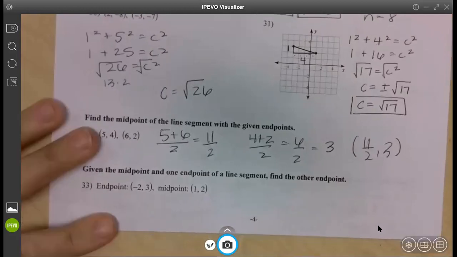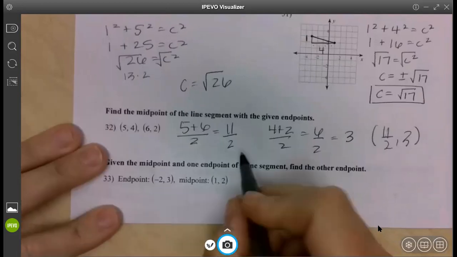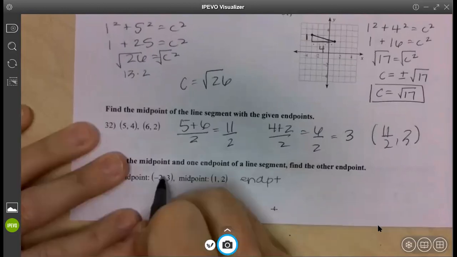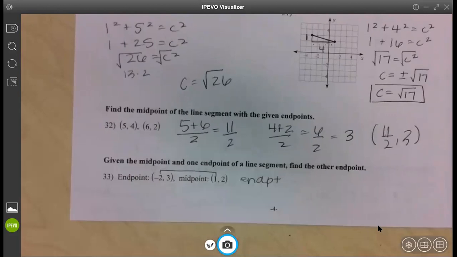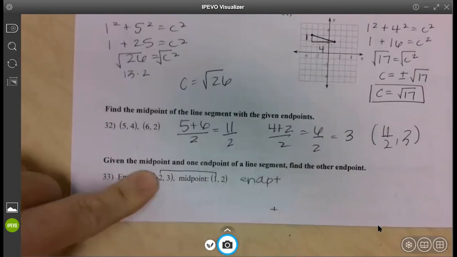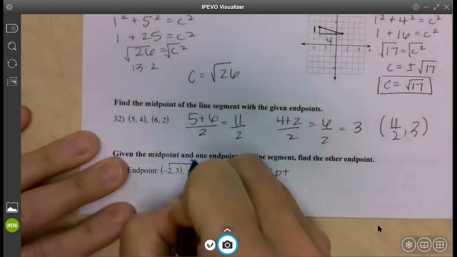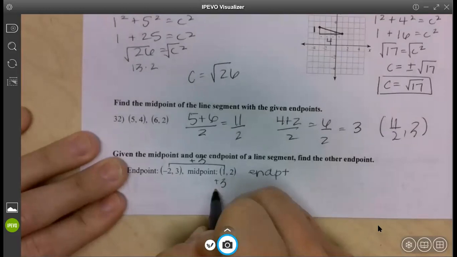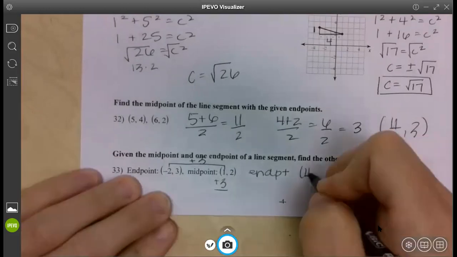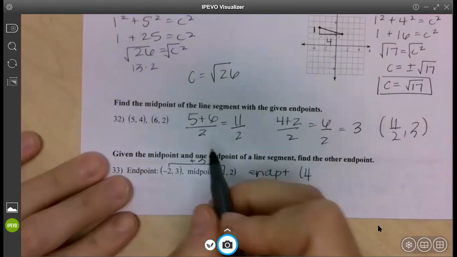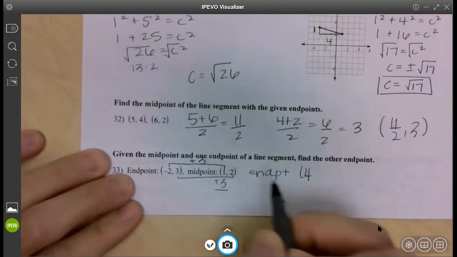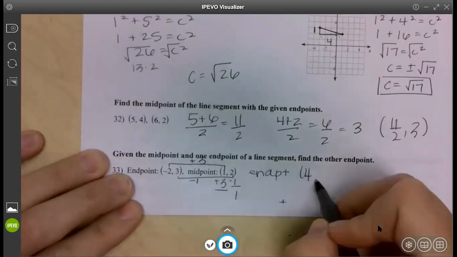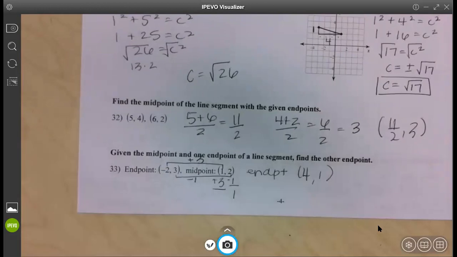For this one, you're going to go endpoint to midpoint, and you want to find the other endpoint. So the way we do that is think about a number line. How far is it from -2 to 1 on a number line? So to get from -2 to 1, I add 3. So I'm going to do that to the midpoint as well. 1 plus 3 is 4. So that's your other endpoint. How do I get from 3 to 2 on a number line? I subtract 1. So I'm going to subtract 1 again. 2 minus 1 is 1. So your other endpoint is going to be 4, 1.